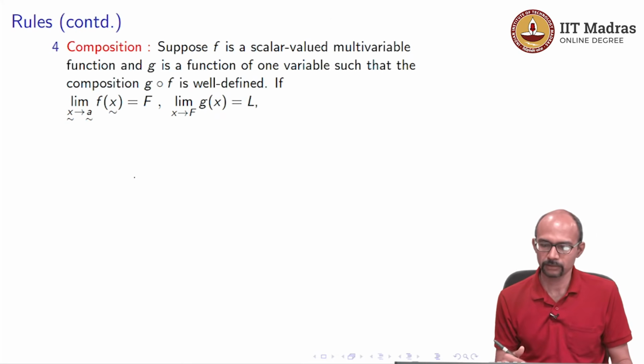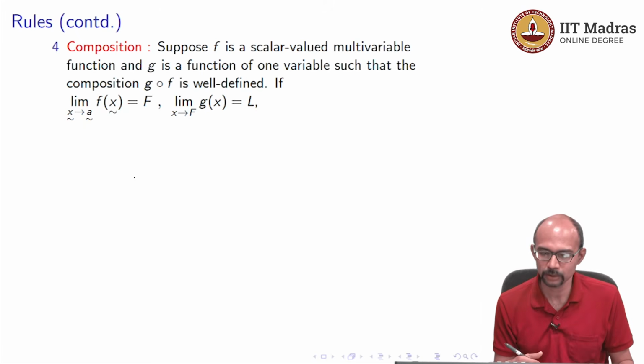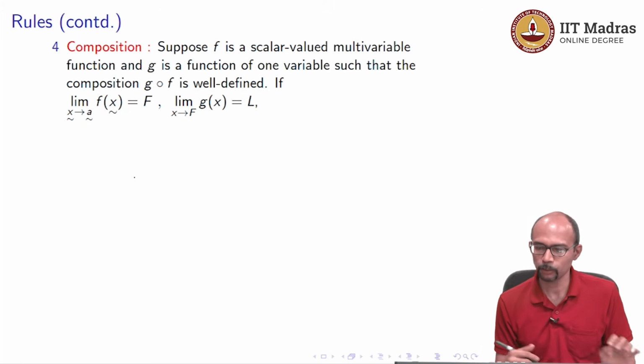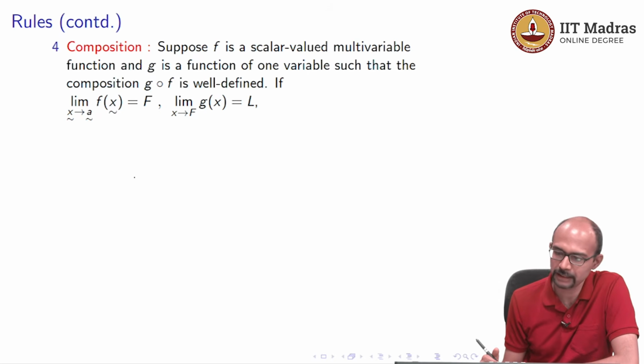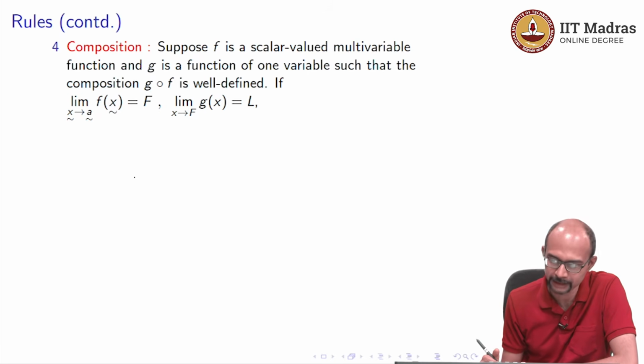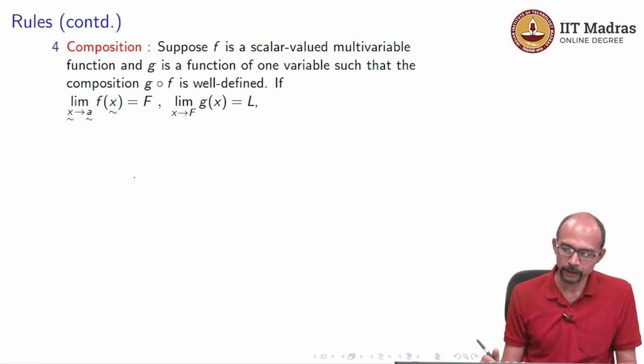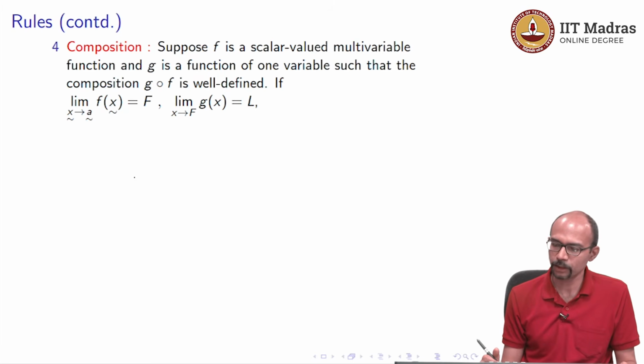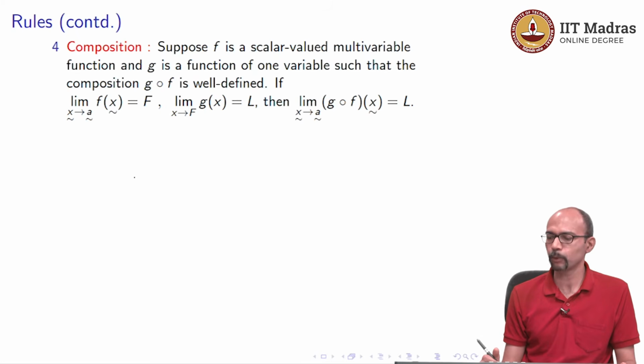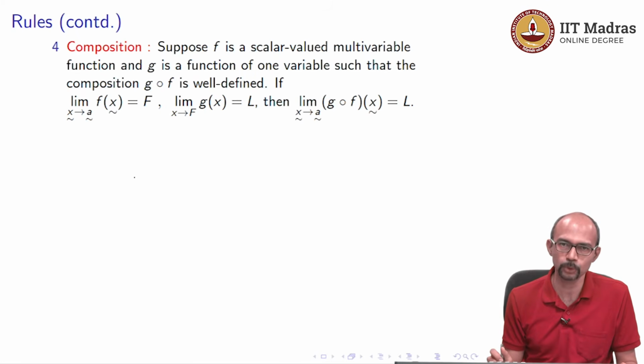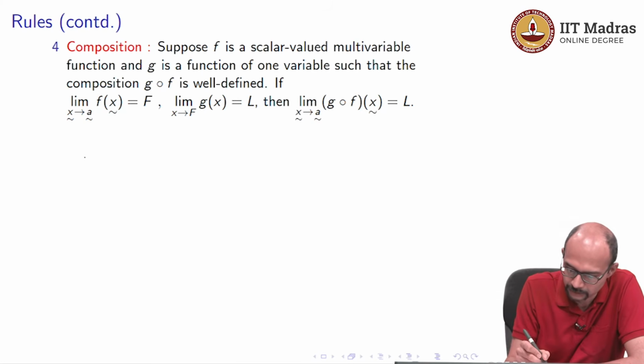Fine. The next thing that we want to study is composition. So, suppose f is a scalar valued multivariable function and g is a function of one variable such that the composition g composed f is well defined. Then, if the limit of f of x is F and the limit of g of u is L, then the limit of g composed f of x is also L. This may take a little time to digest.